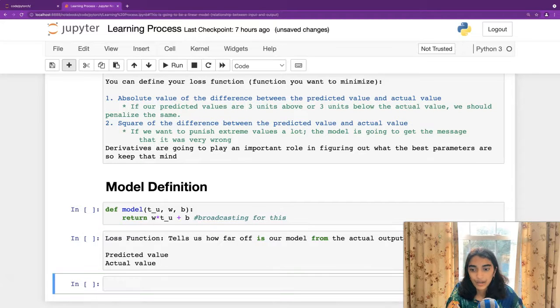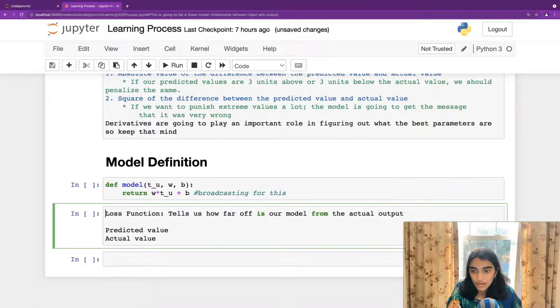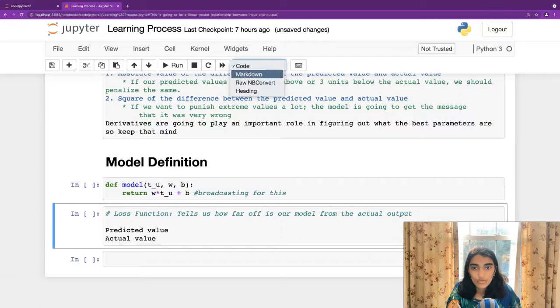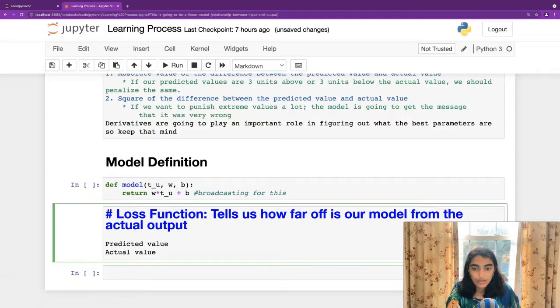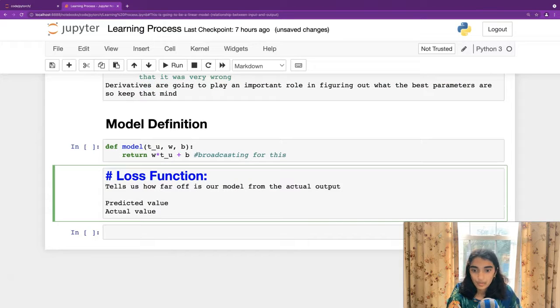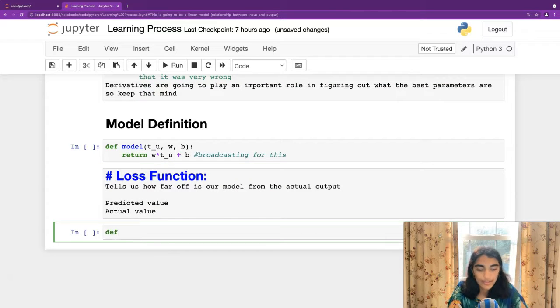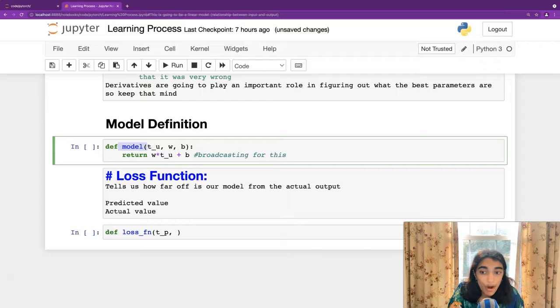And so when we define our loss function, we define it in the same way. We define a function called loss fn, so fn meaning function, and we have TP. We can call these parameters whatever we want, right? When we actually call the function, that's when we pass in the actual values for these.